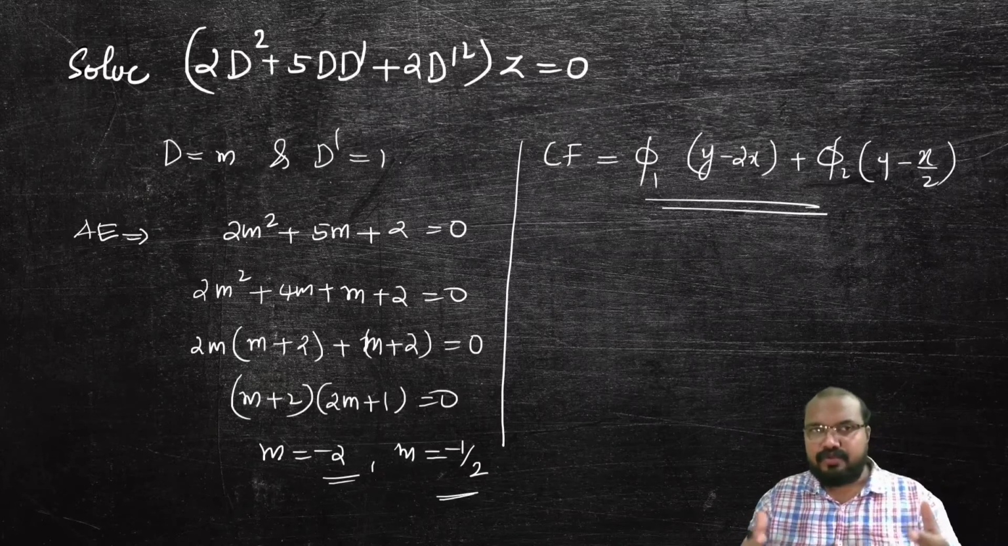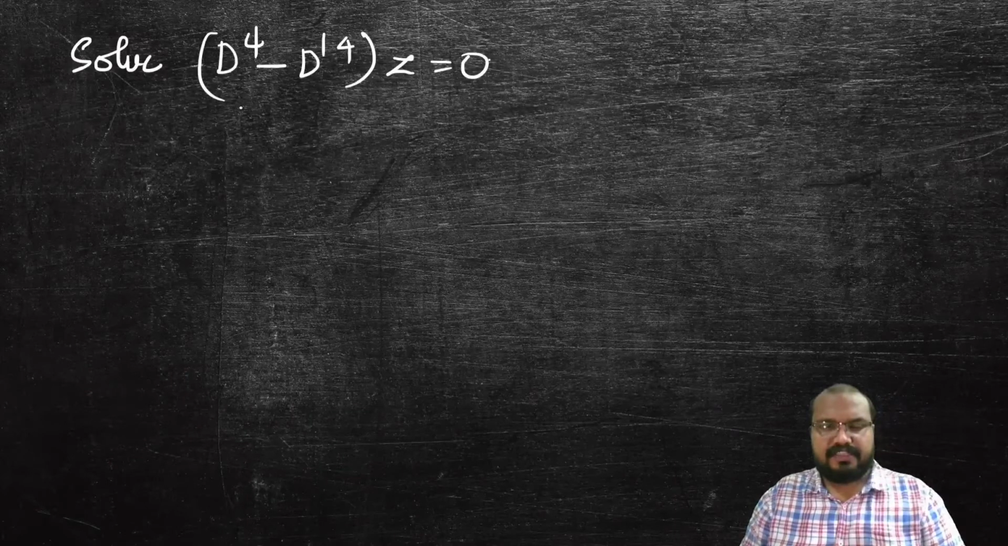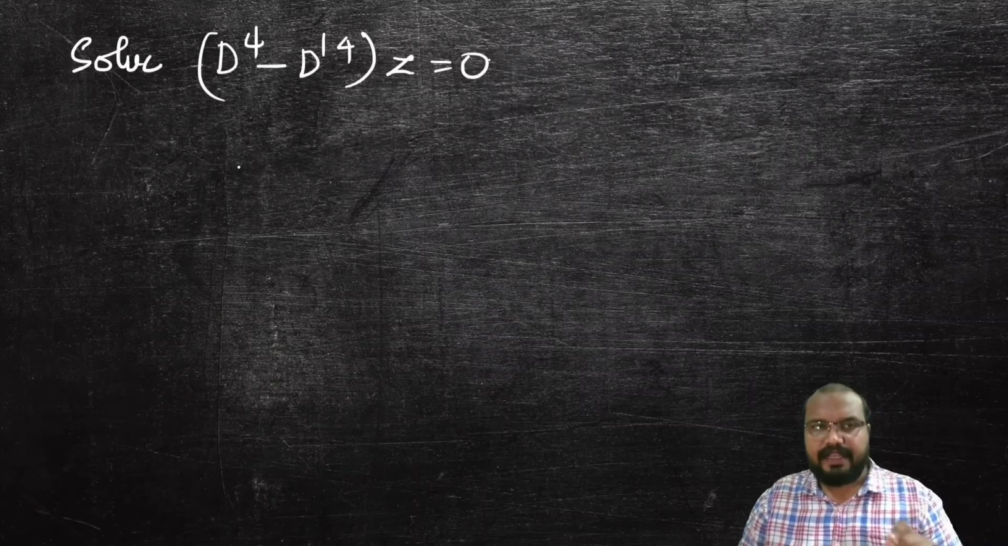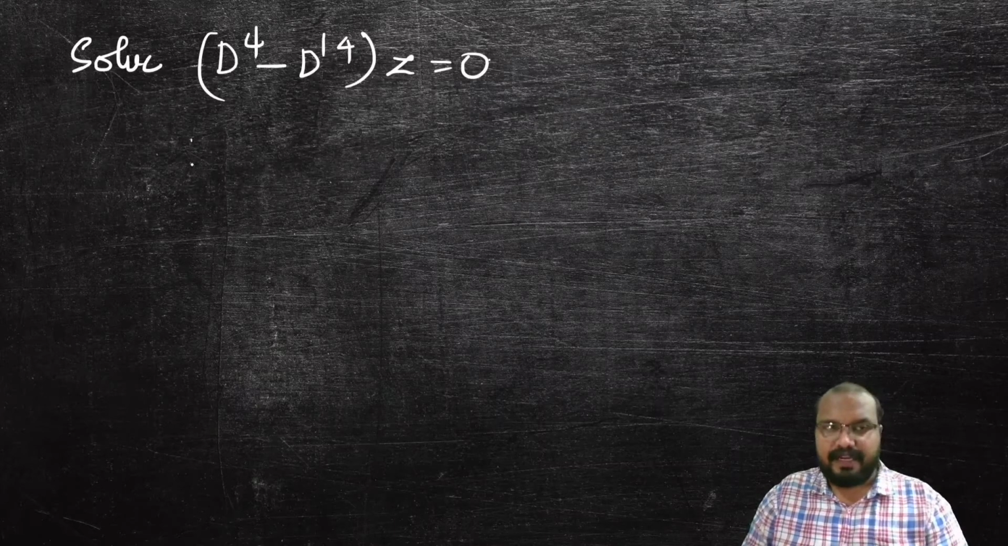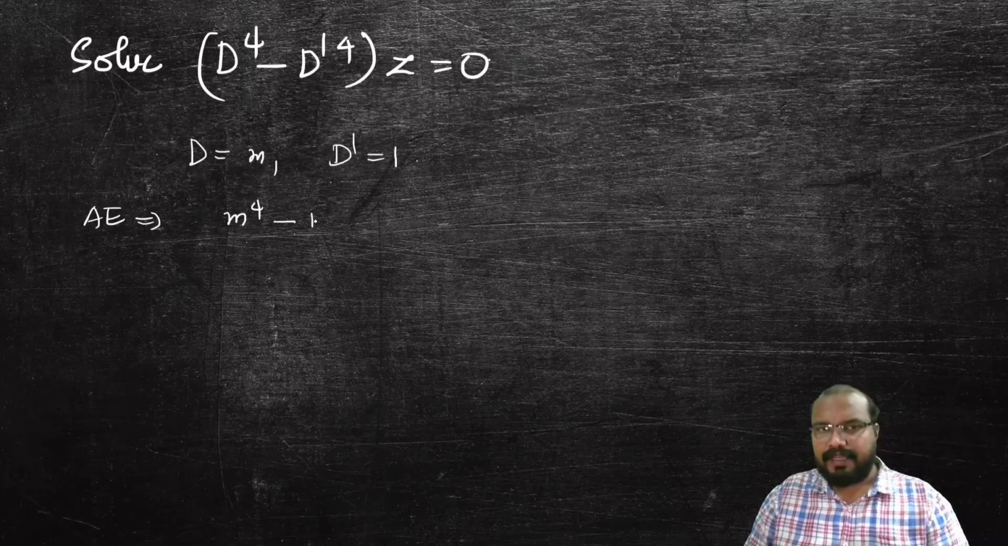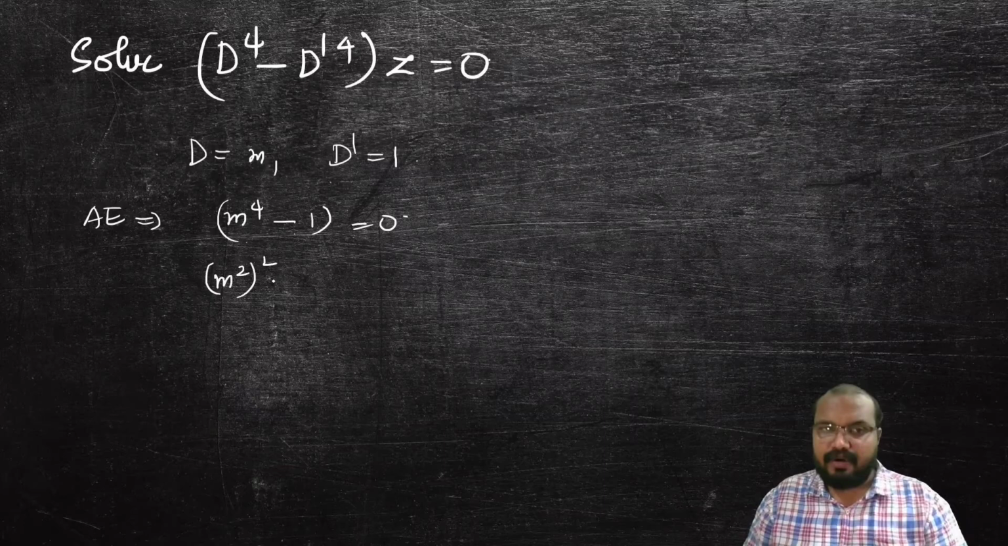Now we will move on to the next question. Our next question is solve (D raised to 4 minus D dash raised to 4) z equal to 0. Therefore we write D equal to m and D dash equal to 1 and write the auxiliary equation. It is m raised to 4 minus 1 equal to 0. Now we can rewrite m raised to 4 as (m square) the whole square minus 1 square equal to 0.